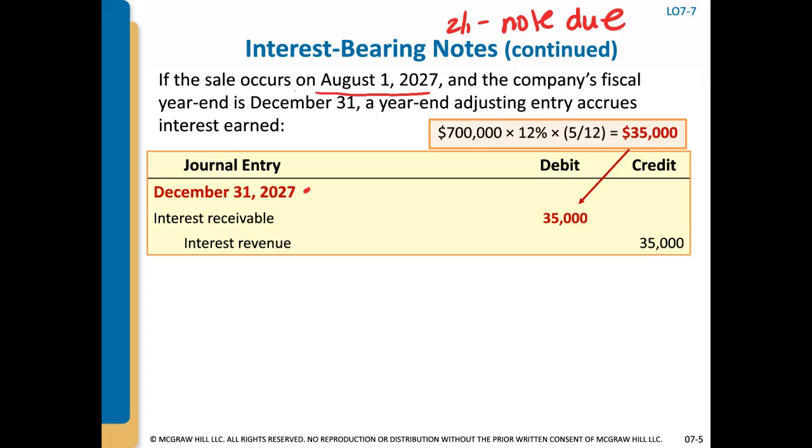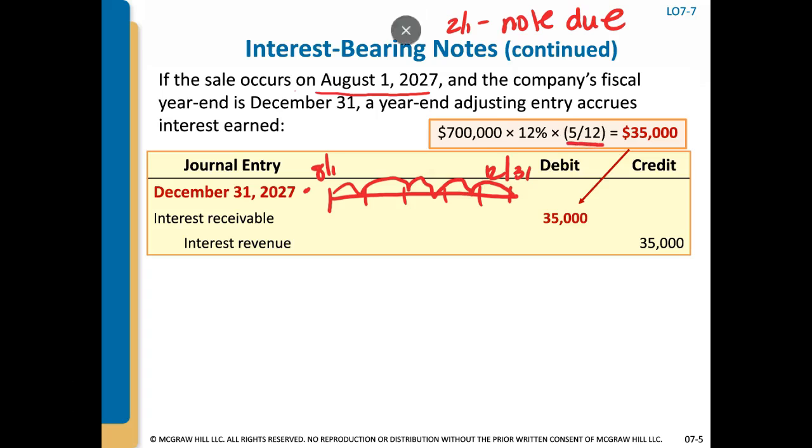However, because the note has been outstanding for 5 months, from 8/1 to 12/31, we have the full months of August, September, October, November, and December. So 1, 2, 3, 4, 5 months. We've earned that revenue because that note has been outstanding.